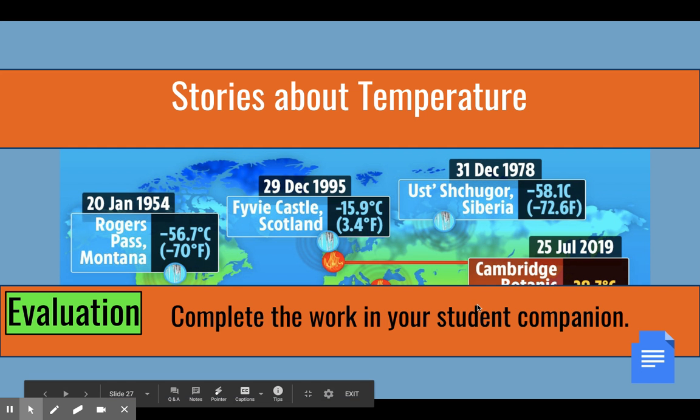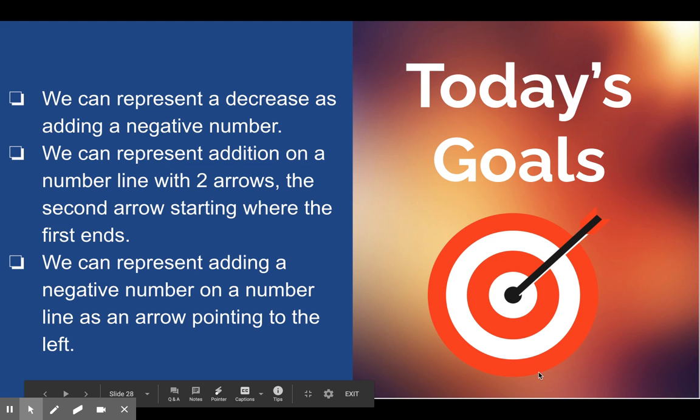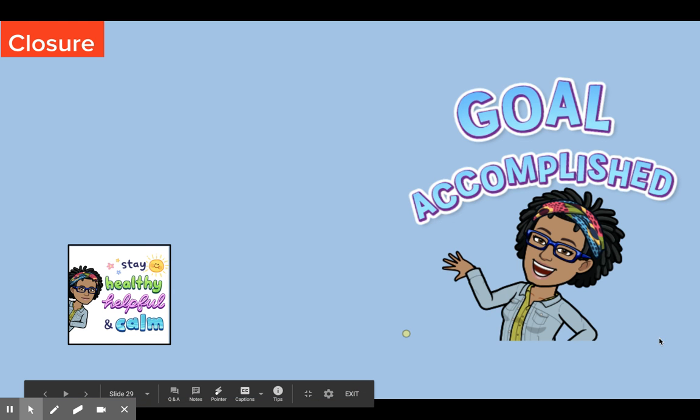All right, thank you so much for answering those 2 questions in your student companion on your own, and then also submitting it in Google Classroom. So let's go over what our goals were for today. We wanted to be able to represent a decrease as adding a negative number. We also wanted to represent addition on a number line with 2 arrows, the second arrow starting where the first one ends. And then we wanted to be able to represent adding a negative number on a number line as an arrow pointing to the left. So those were our goals for today.